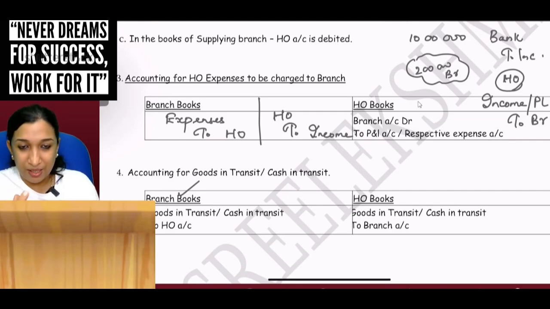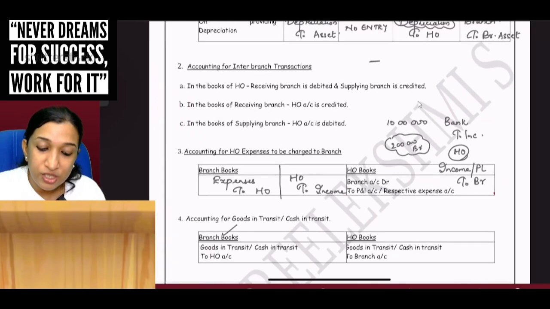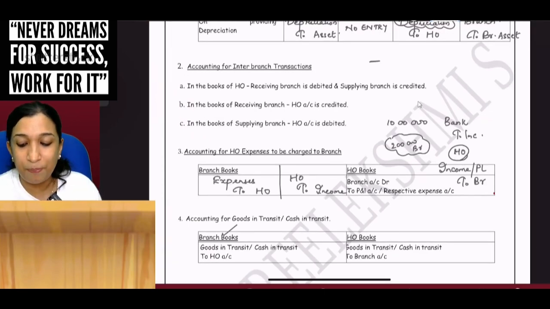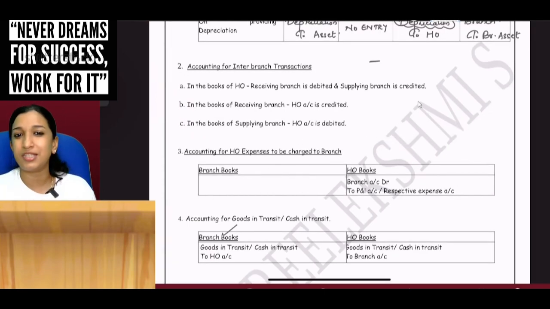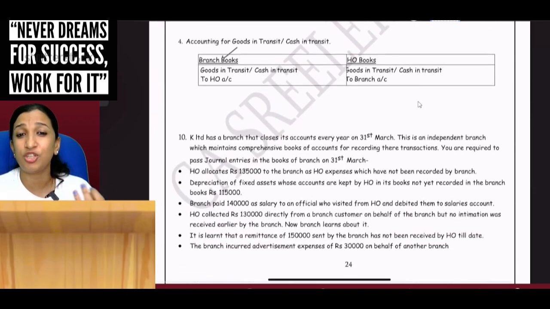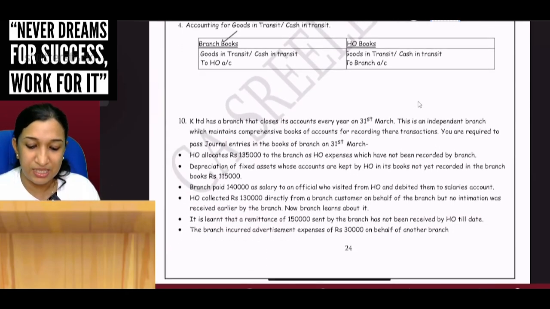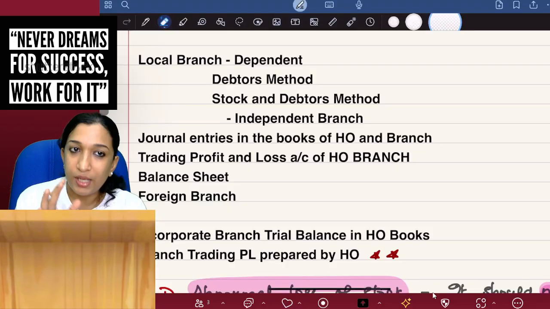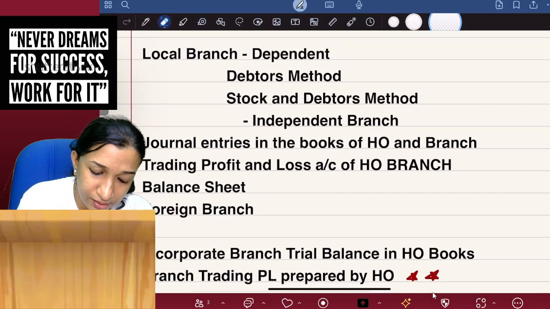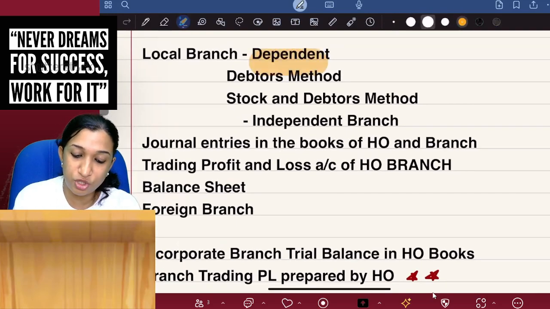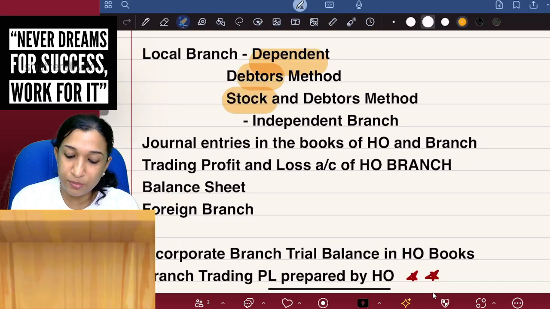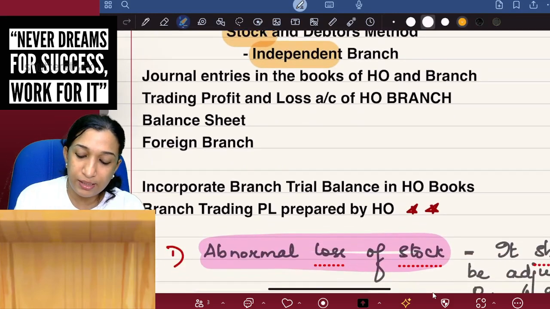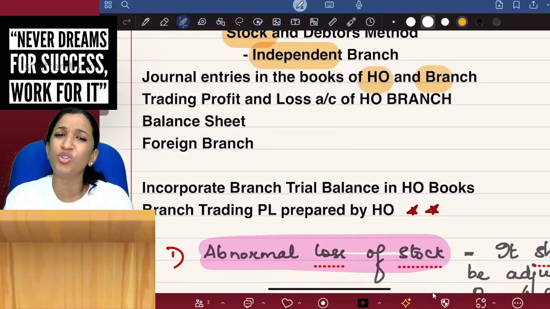So who is the recipient or receiver? They have not received it. So the journal entry is to be passed only in the books of that recipient or receiver. So these are the common adjustments that used to come for independent branch. So we used to get questions on trading P&L and balance sheet where there are some adjusting entries. Prepare balance sheet. So now, we have discussed dependent branch, debtors method, stock and debtors method, independent branch. Journal entries in the books of HO and branch is also done.